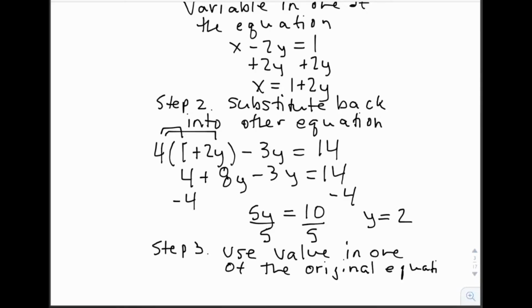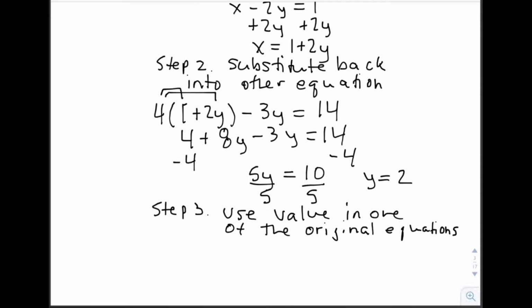Okay, and doing so, what we should get is an x value because that is what we want to find. So let's go ahead and plug it back into our original. Let's pick x minus 2y equal to 1. So x minus 2y is equal to 1. We have the y value, which is equal to 2. So let's make a substitution here.